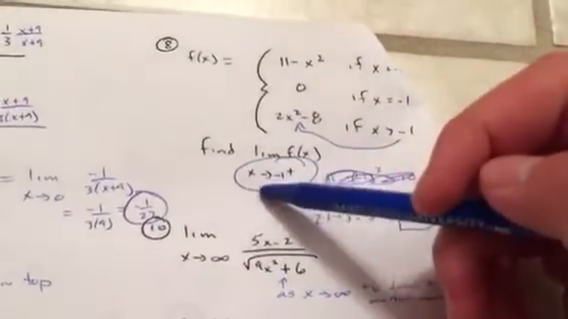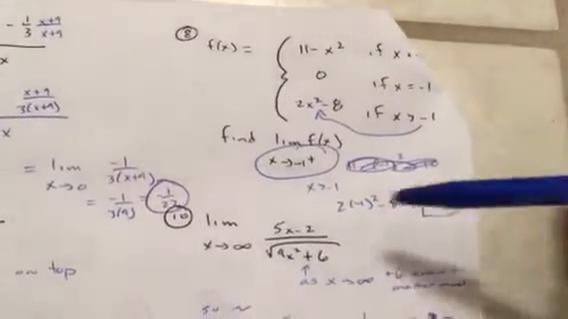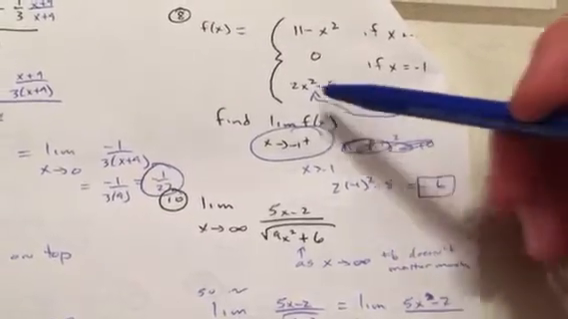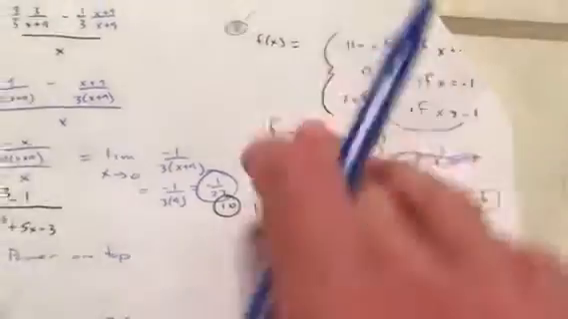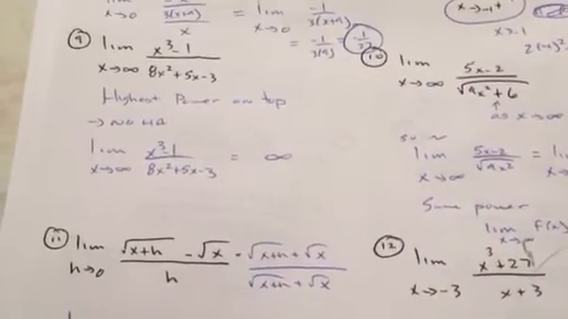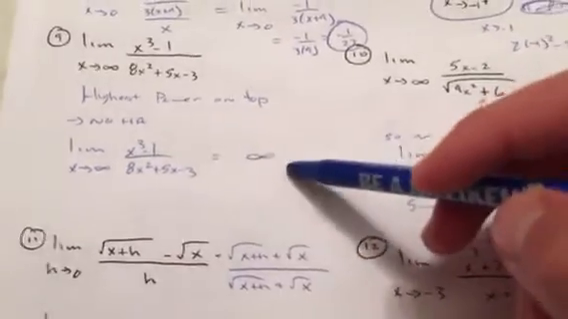On 8, as x goes to negative 1 from the right side, that means it's on the right of negative 1, so x is greater than negative 1. So I'm using that third equation. Plug negative 1 in for x, it's going to be negative 6. Guys, on 9, the highest power is on top, so there's no horizontal asymptote. That means the limit of f of x as x goes to infinity is infinity.